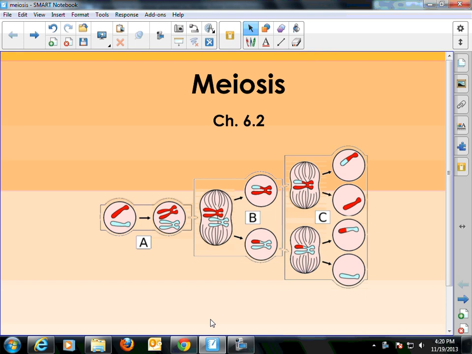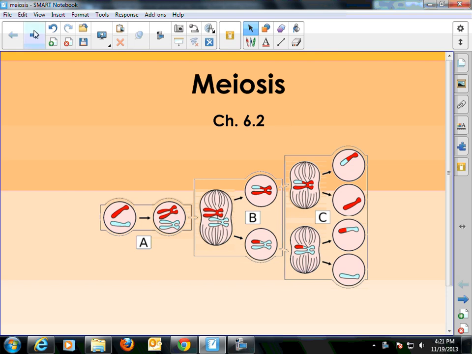Today's topic is on meiosis, and I do realize that is eerily close to the pronunciation of mitosis, and it is also a very similar process. So how are we going to keep these processes straight? Well, we'll talk about that as we go on, but there is a second type of cell division called meiosis, which is also very similar to mitosis.